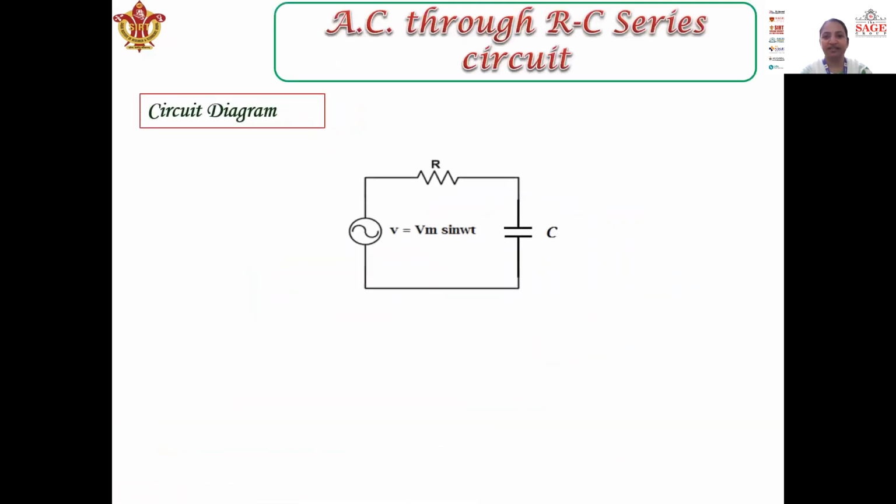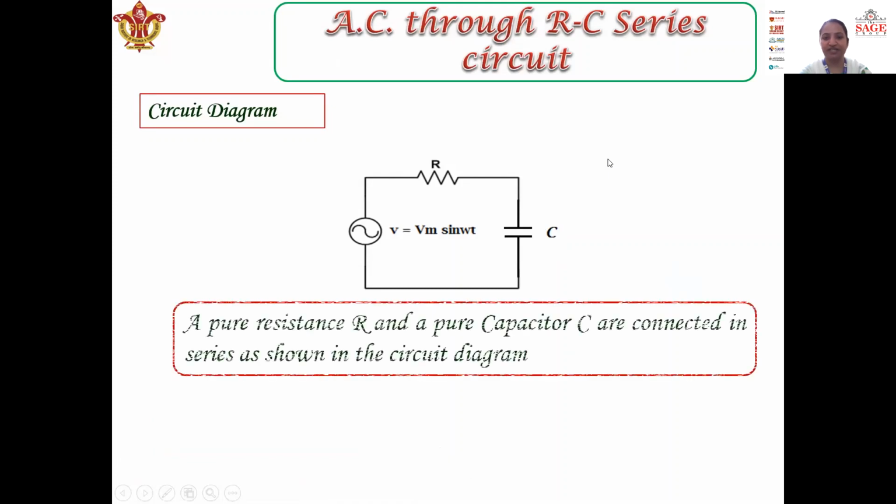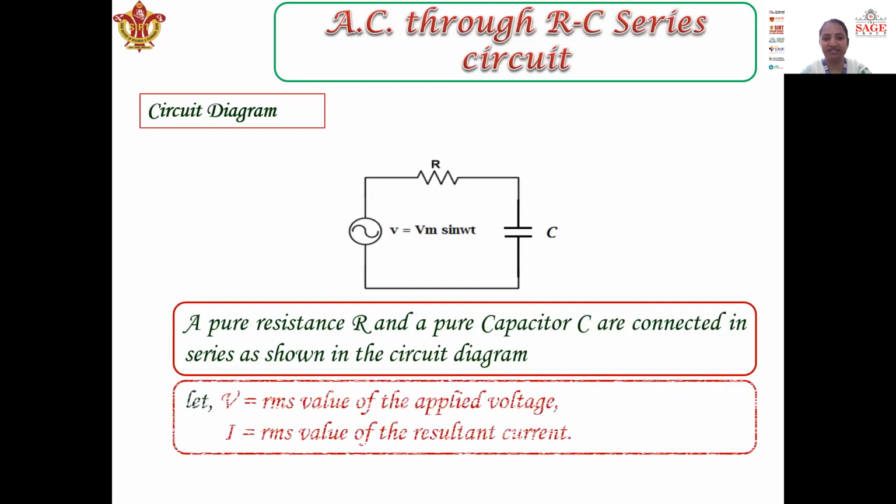Now let's discuss the circuit diagram. First, here we can see the alternating voltage source that is represented by v equals Vm sin omega t, and here R and C are connected in series, where R is a pure resistance and capital C is a pure capacitor. Now capital V is the RMS value of applied voltage and capital I is the RMS value of resultant current. Here VR is the voltage across the resistance and VC is the voltage across the capacitor.